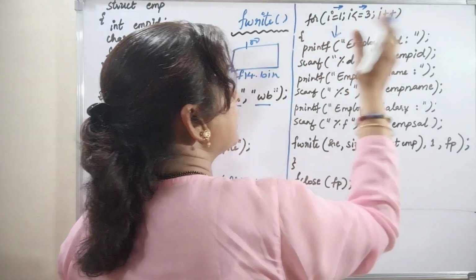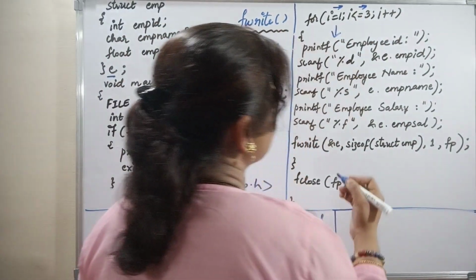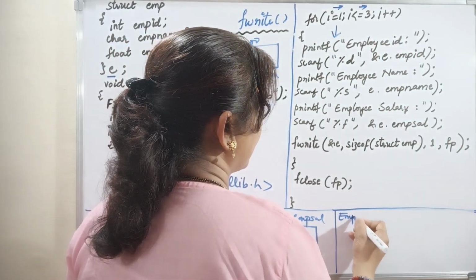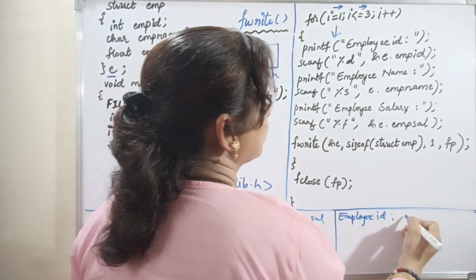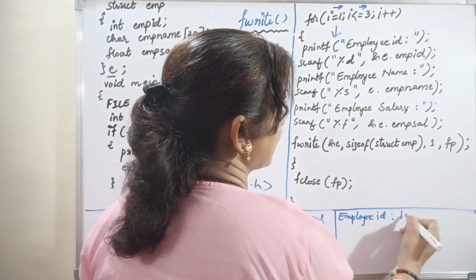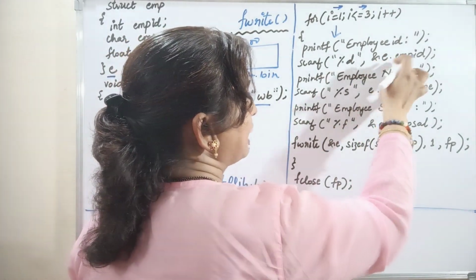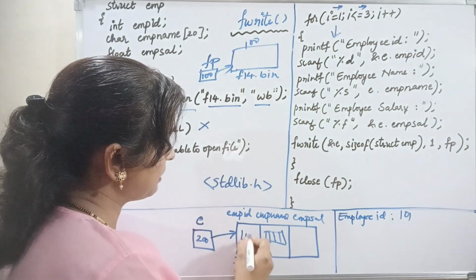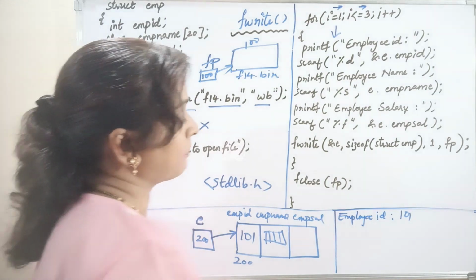Condition satisfied. Then in the output screen, I'll be getting the message, like you can just have enter employee ID. I just wrote employee ID. You can just say enter employee ID. So I need to enter the employee ID, say 101. That will be scanned into the address of e.empid. So in e.empid, I'll be getting 101. Then I say enter employee name.